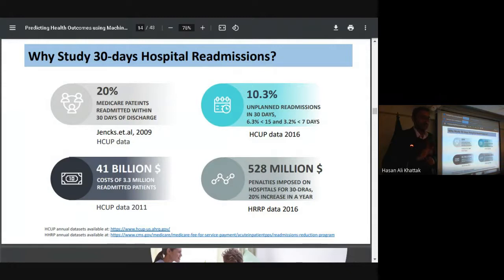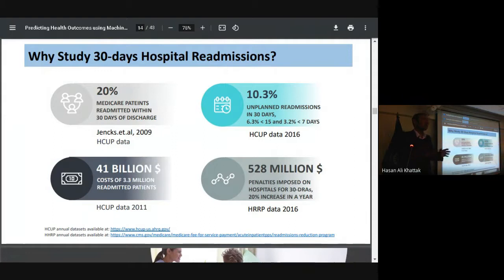Probably a few of you are not familiar with Medicare and Medicaid. There are two different types of insurance in the US. One is Medicare, one is Medicaid. Medicare is for older people, and Medicaid is for people who have a lower income, and people who are disabled mainly.